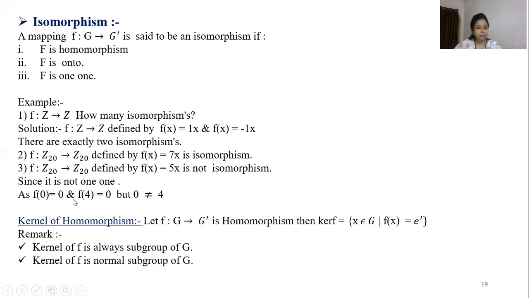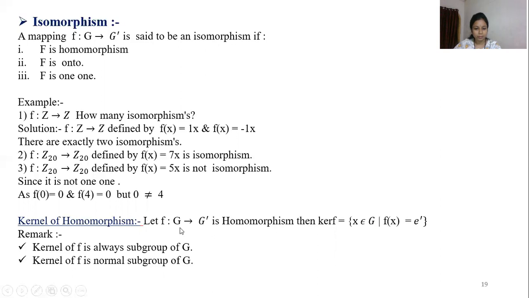Let us see. 1-1 means if two images are equal, then the elements are equal. What is the image of 0? f of 0 is 5 into 0, which is 0. 4 belongs to Z20. What is f of 4? 5 into 4 is 20, and 20 is nothing but 0. f of 0 equals f of 4, but 0 is not equal to 4. Therefore, this is not an isomorphism.